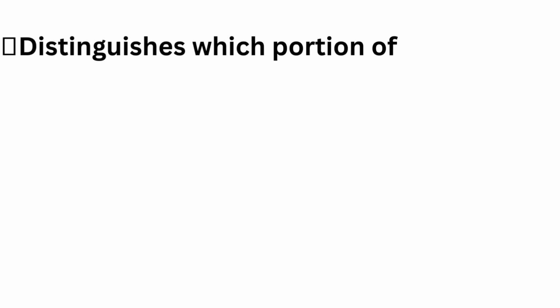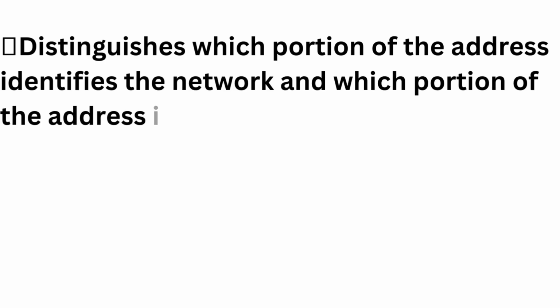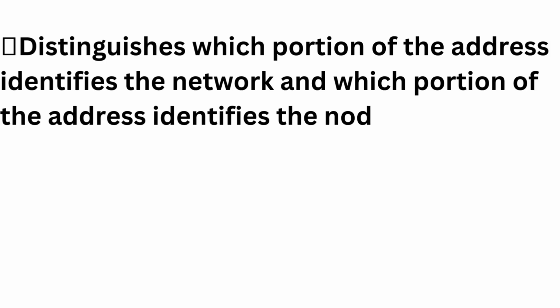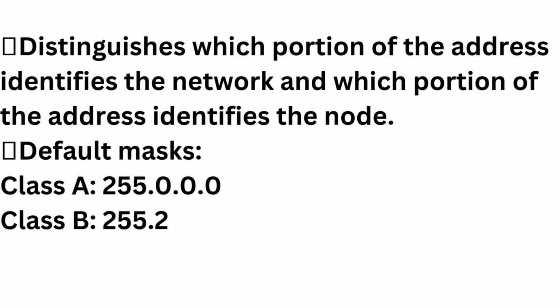The network mask distinguishes which portion of the address identifies the network and which portion of the address identifies the node. Default masks are as follows: Class A, 255.0.0.0. Class B, 255.255.0.0. Class C, 255.255.255.0.